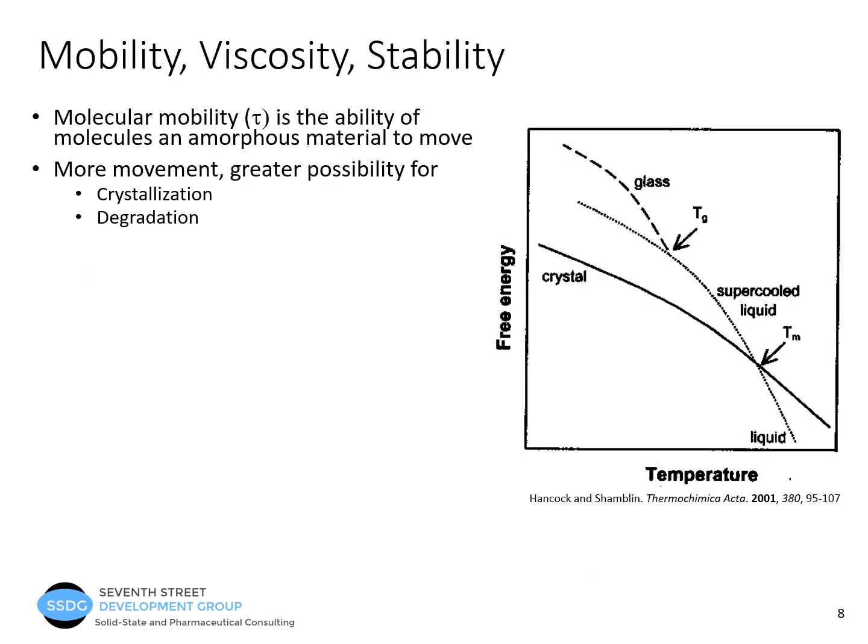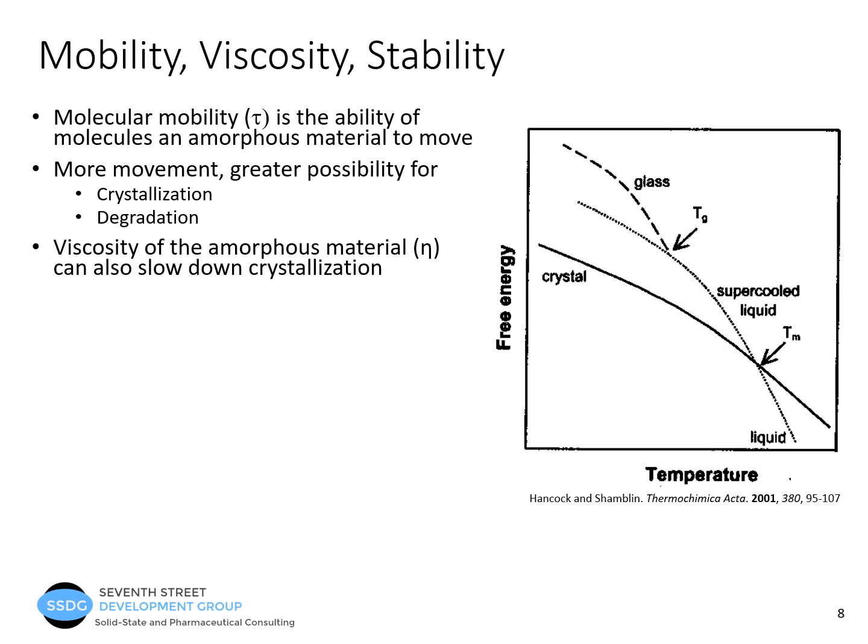A couple of other parameters that we need to discuss when we talk about amorphous materials are mobility and viscosity and how they relate to stability. Molecular mobility is the ability of the molecules in an amorphous material to move. We all consider these as static systems, but they're really not. These side chains and various functional groups are still moving around in the amorphous state. So if we have more movement, there's a greater possibility for crystallization and or degradation.